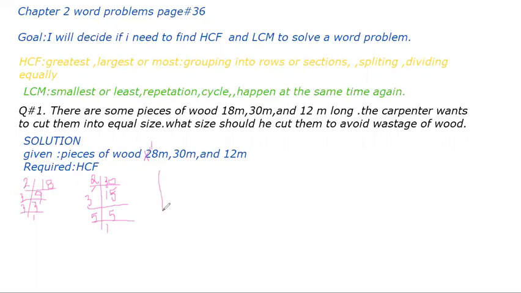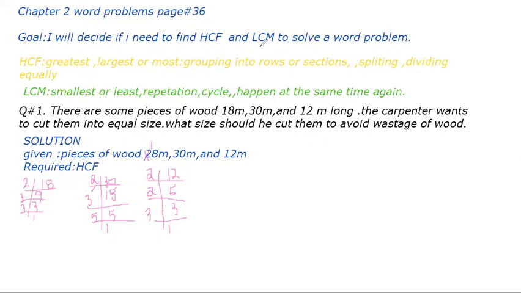The next number is 12. I need to find a number which divides 12. I need the smallest prime number which divides 12, and that is 2, and it gives 6. Again, the smallest prime number which divides 6 is 2, and it gives us 3. 2 times 3 is 6, and 3 is itself a prime number. It divides itself and gives 1.